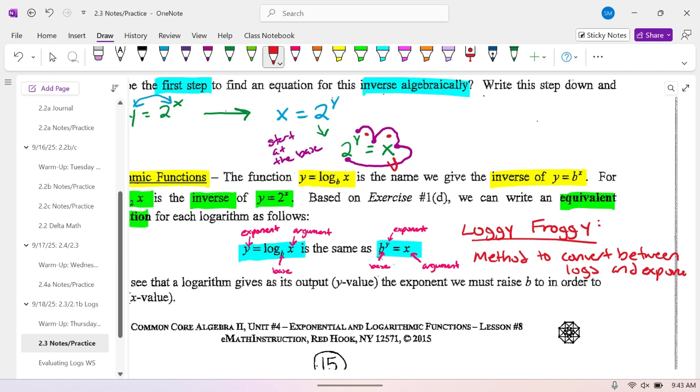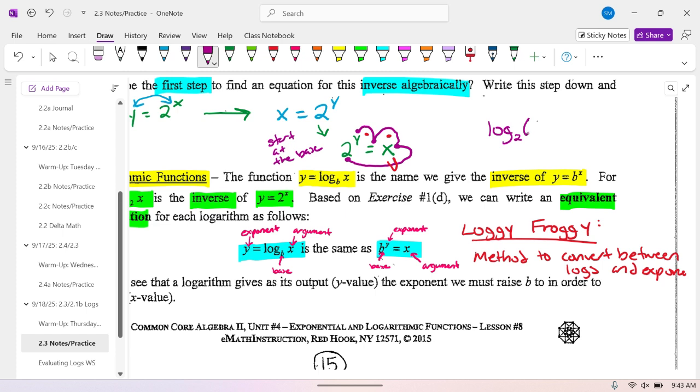So what I just did is telling you the order that you're going to write it in your log form. All right. The first thing you would write, you always start with the log part. So you always start with that in log form. The next thing you would write is the little number next to the log, which is your base. So in this case, that's where I started my loggy froggy. So this is base 2.